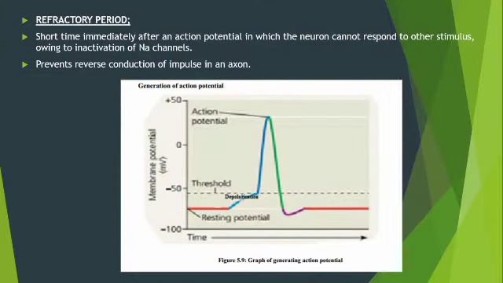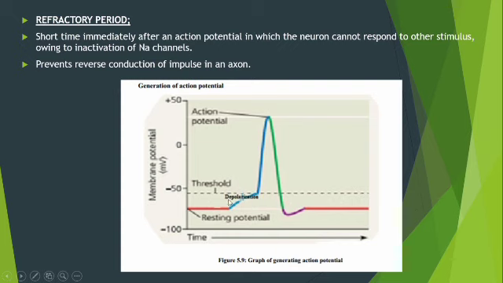Refractory period. The refractory period is the short time immediately after an action potential in which the neuron cannot respond to another stimulus owing to the inactivation of sodium channels. This prevents the reverse conduction of an impulse in an axon.